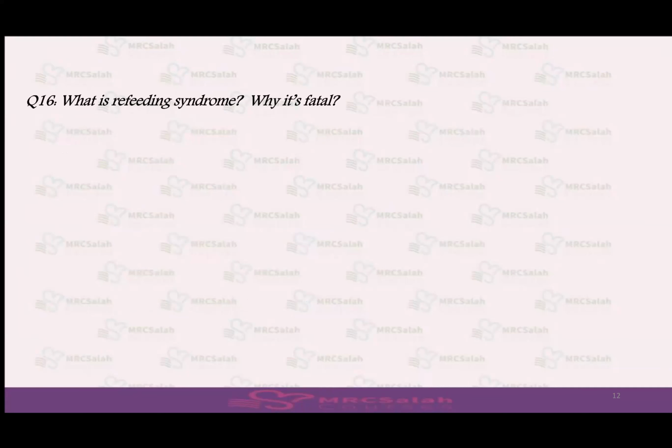What is refeeding syndrome and why is it fatal? Refeeding syndrome is a metabolic complication following feeding after prolonged starvation of a patient. It is fatal because it causes severe and significant electrolyte imbalances: hypokalemia, hypomagnesemia, hypocalcemia, and hyponatremia, which are very significant elements for physiological functions of the body. It will also cause vitamin deficiencies, like vitamin B1.